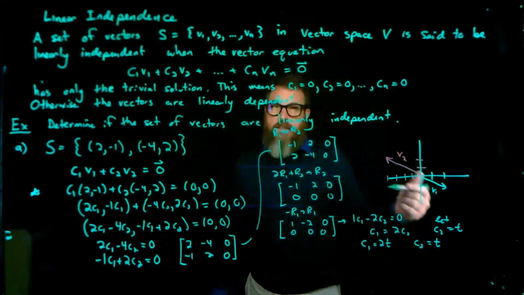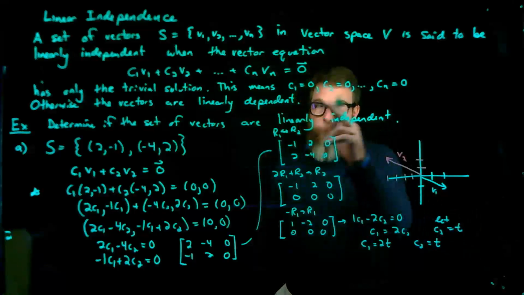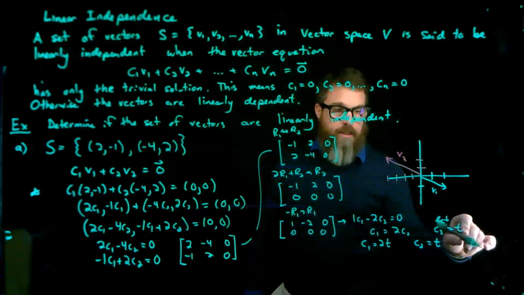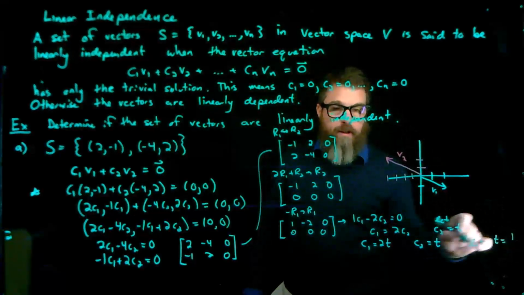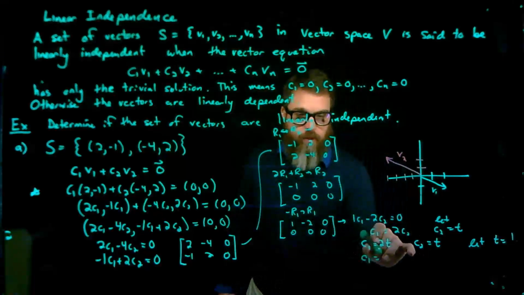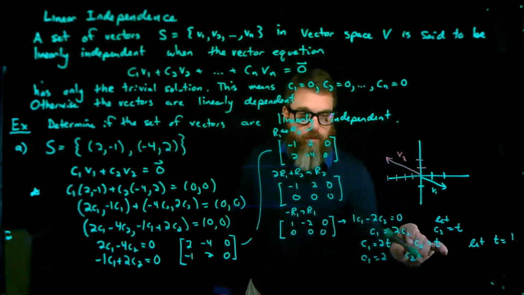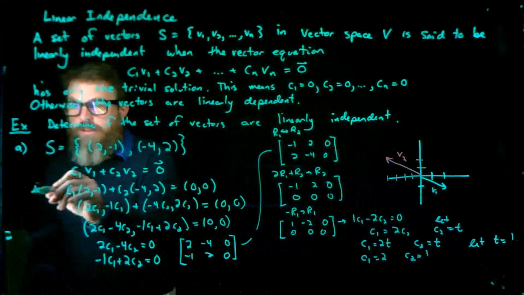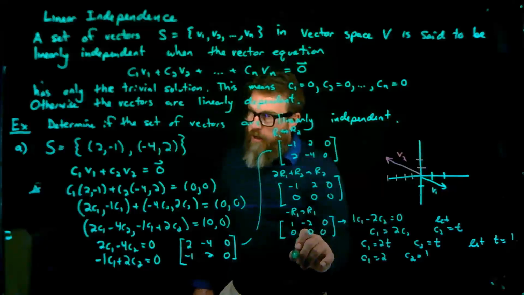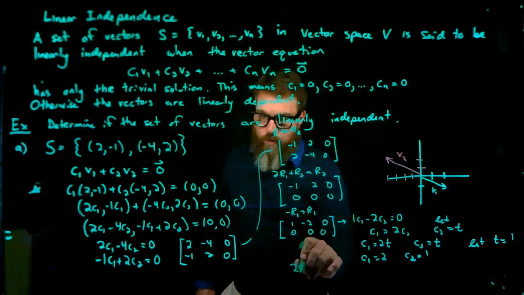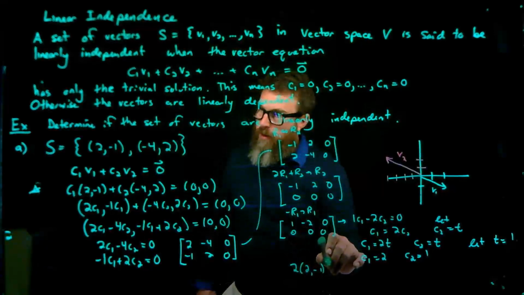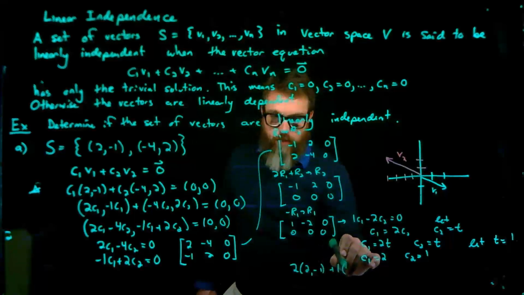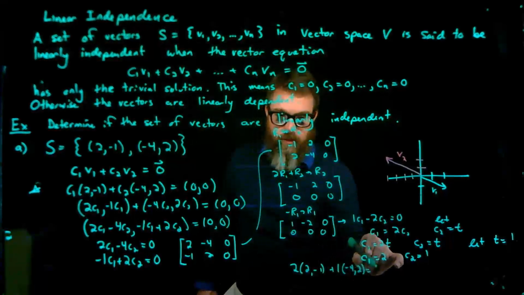But what if I let t equal 1? Have I found a solution where it's not the trivial solution? So let t equal 1. Then c1 would be equal to 2, and c2 would be equal to 1. So let's rewrite this equation. c1 is going to be 2 times (2, negative 1) plus 1 times (negative 4, 2) is equal to (0, 0).